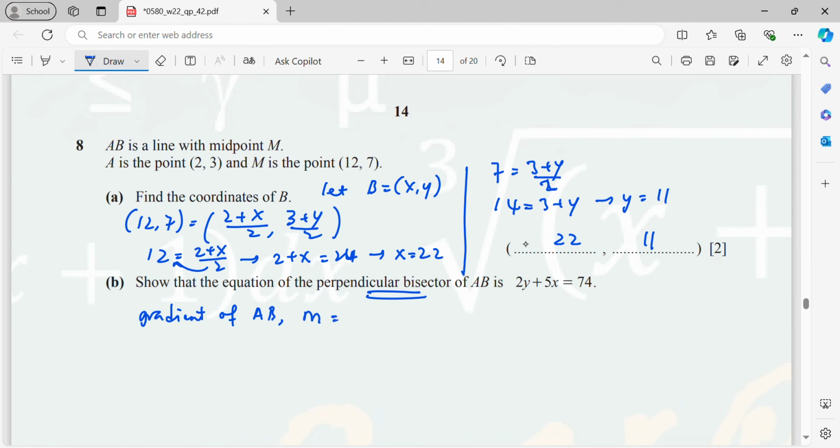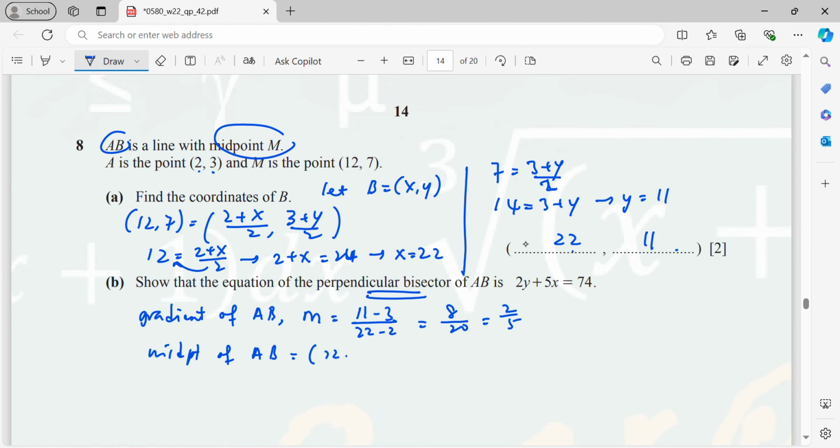So the M equals 11 minus 3, because here is 11, here is 3, over 22 minus 2. That is going to be 8 over 20, and you get 2 over 5. Now midpoint of AB. Midpoint of AB is the M. Therefore, 12, 7.